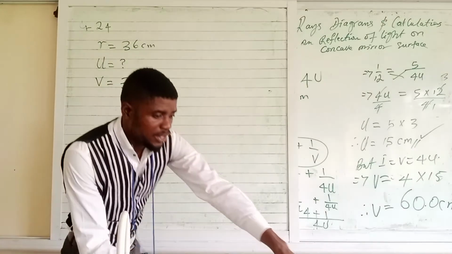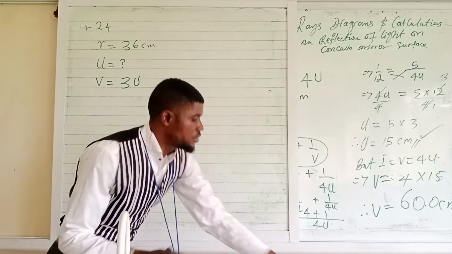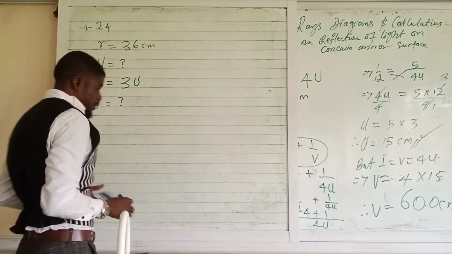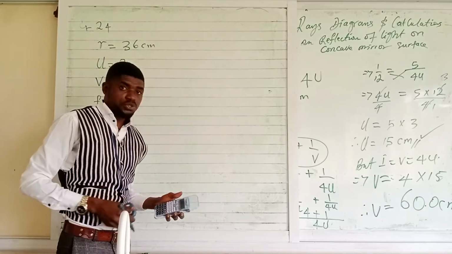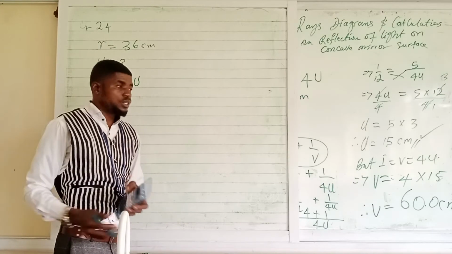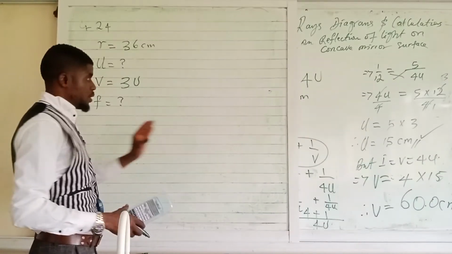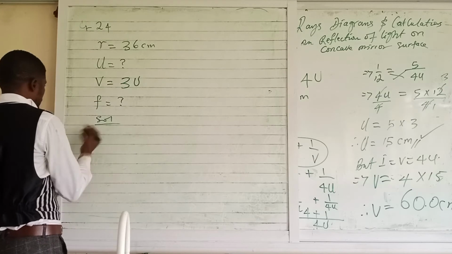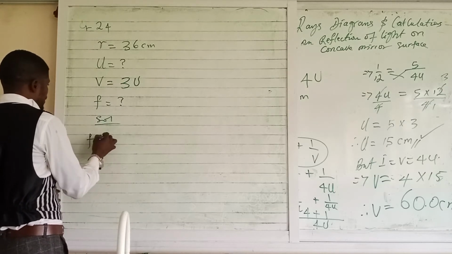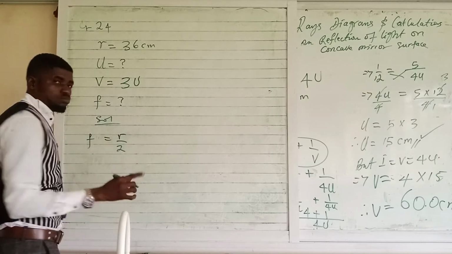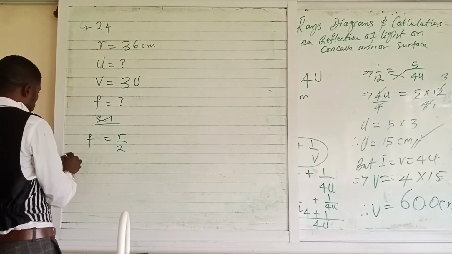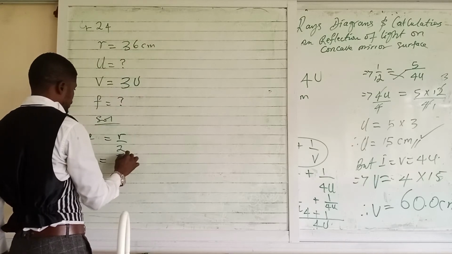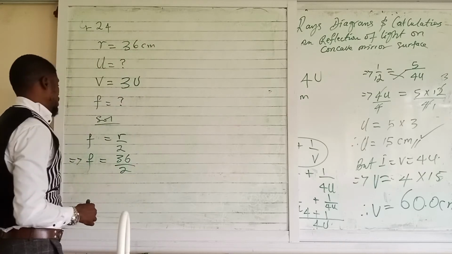u is not given. If you look very well in this question, f also is not given. But if you watch the video series I'm producing, you know how to get your f from this topic. Let's start the solution. f is given as R all over 2, that's a fact. So our focal length is 36 divided by 2, and that will give you what?